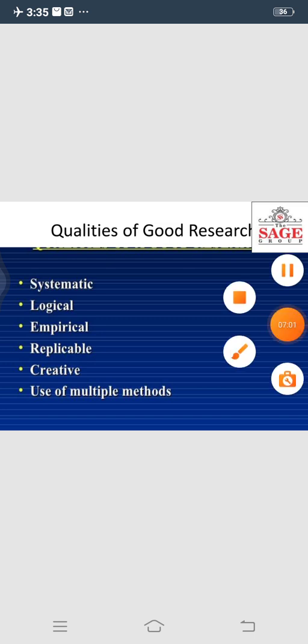my chances of giving a more accurate output increase. So we have to make sure that the objective, whatever purpose we have for conducting research, is properly met with the methods that we are using. Therefore, by using multiple methods we can actually go for it. So this is about the criteria of good research and the qualities of good research. Now we'll continue in our next session. Thank you.